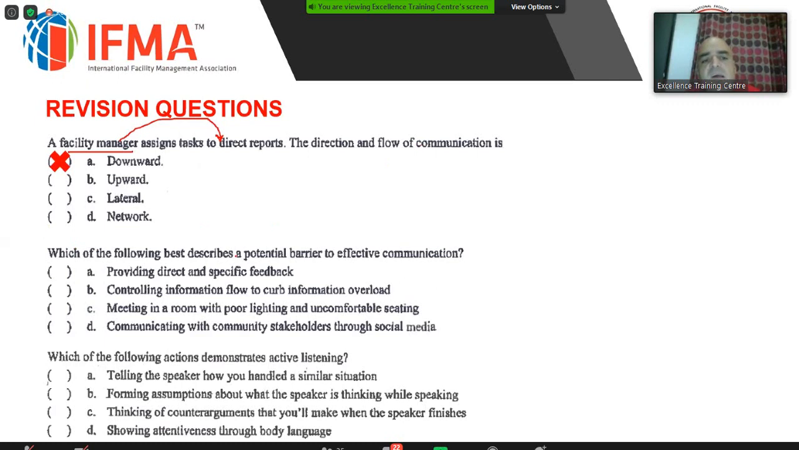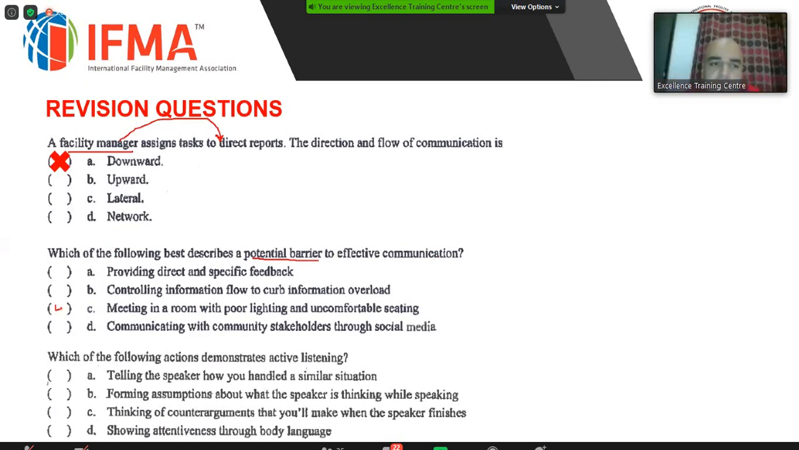Which of the following best describes a potential barrier to effective communication? What's a potential barrier for effective communication? So we're talking about the potential barrier. So this is a keyword: potential. What is a potential barrier? Meeting in a room with poor lighting and uncomfortable seating.